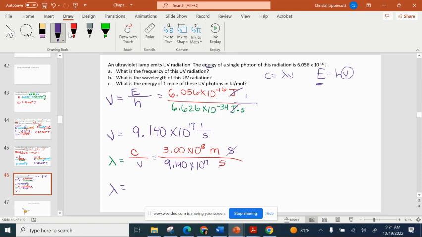And I end up, I want 4 sig figs. So 3.282 times 10 to the negative 10. And that's going to be meters. That's pretty tiny. Get it? Did you even try? All right.